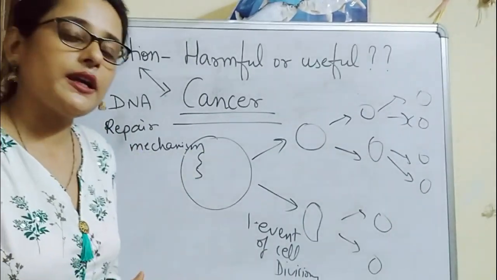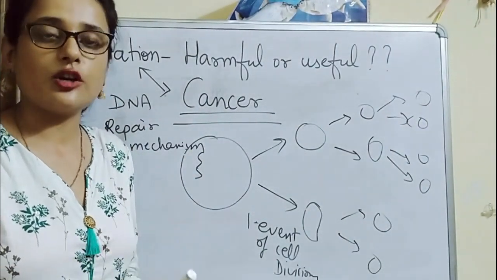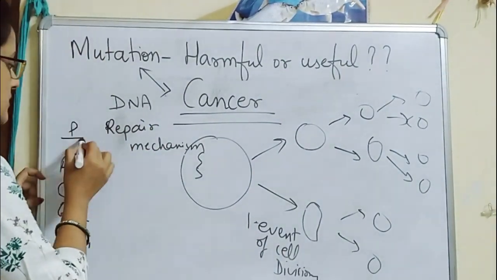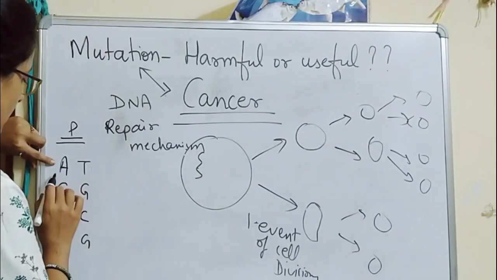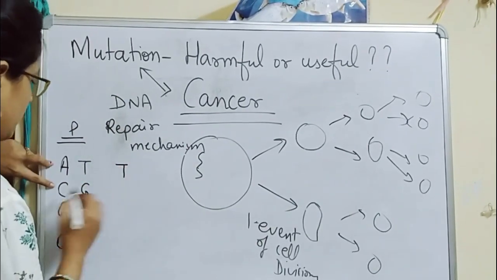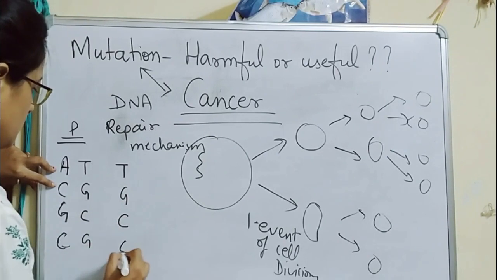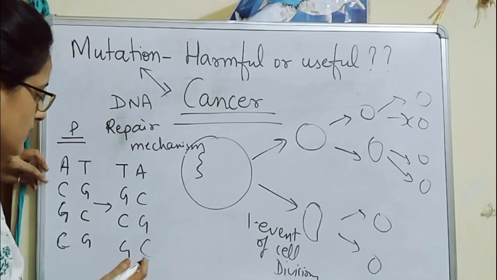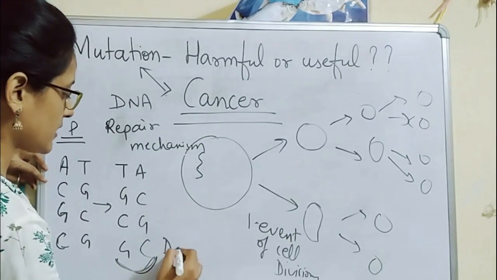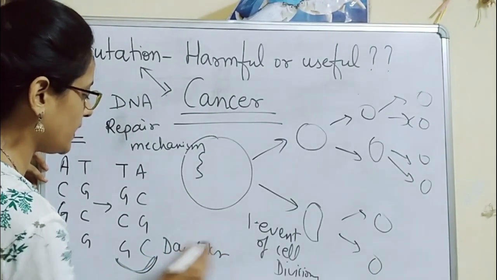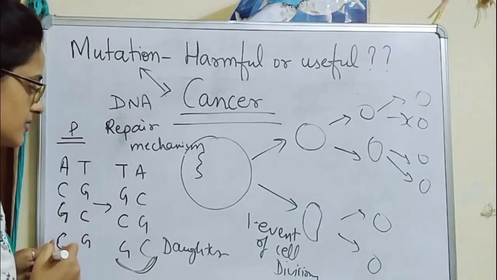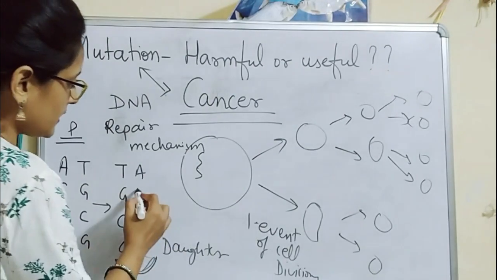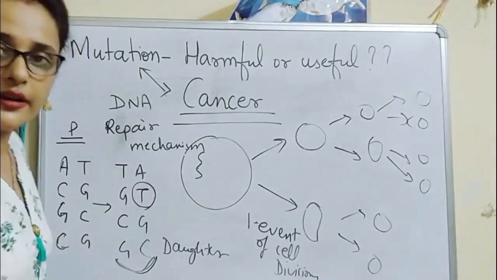As you all know, during replication, some mistakes take place which are called errors in replication. Let's suppose these are the two strands of DNA, these are the parental strands. During replication, in place of A, T will be incorporated. C, G, C, G, A, C, G, C. This is the normal replication process, and these are the daughter strands copied from these two parental strands. During this replication, let's suppose instead of this C, a T is incorporated. This is an error in replication.